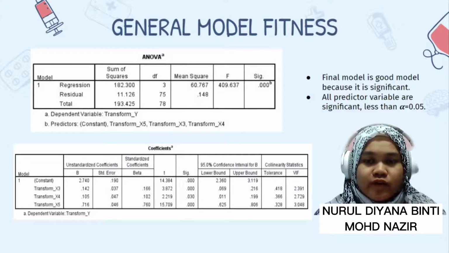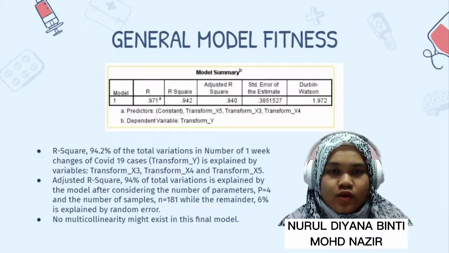And all the predicted variables are significant because the p-value is less than alpha 0.05. The p-value for the third variable is 0.000 and the fourth variable 0.30 and the fifth variable is 0.000. From the model summary, we can also find out the R-square, adjusted R-square, and standard error of estimate.